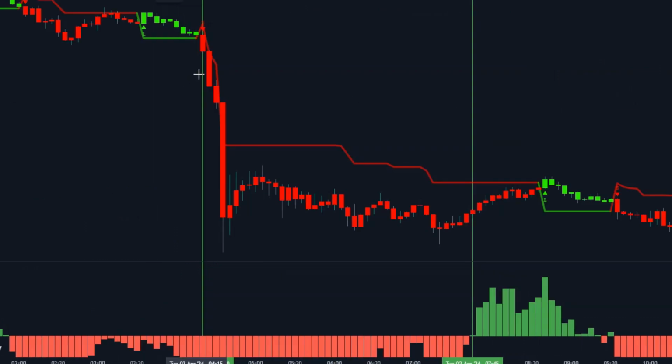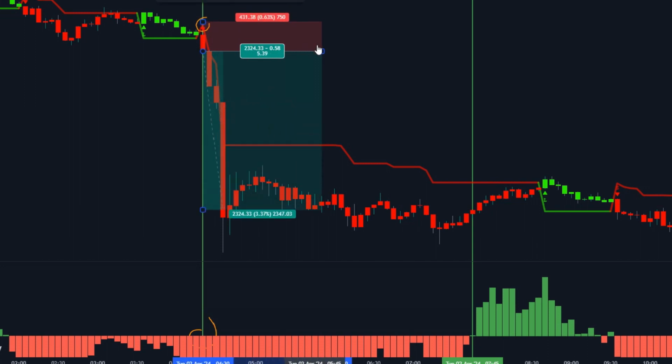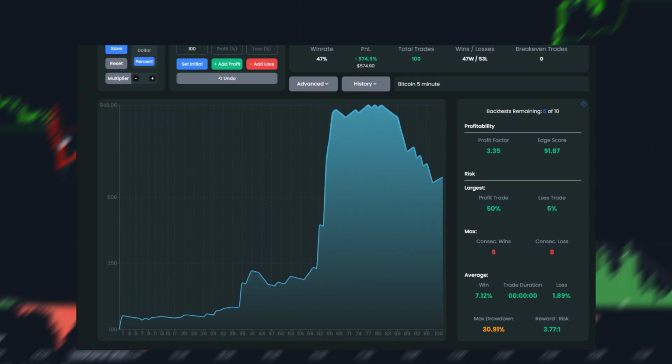Similarly, for a sell entry, wait for an S label, confirm with red volume, set your stop loss, and exit if the volume turns green. And here are the backtesting results, showcasing its effectiveness on the Bitcoin 5-minute chart.